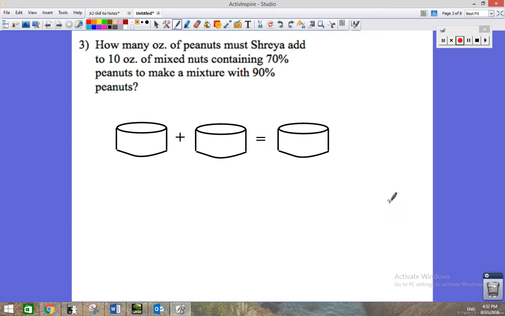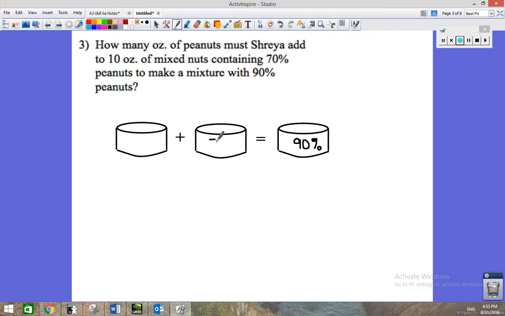All right, let's take a look at number 3. And again, we're trying to approach this in the same way each time. That way we know how to start these problems. We know that there's going to be these ingredients that we're mixing together, that we're putting them in one container for this final mixture. How many ounces of peanuts must Shrey add to 10 ounces of mixed nuts that contain 70% peanuts to make a mixture with 90% peanuts? So my final mixture is going to be very heavy in peanuts. It's almost all peanut. It's 90%.